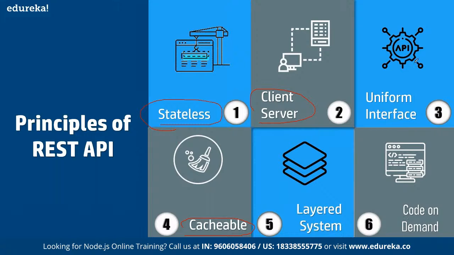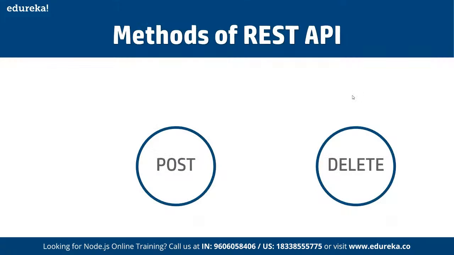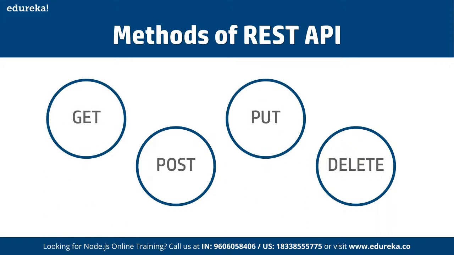Let's move further. Here we have the methods of REST API that we had discussed earlier: POST, DELETE, GET, and PUT. So these are the four different methods. GET is used for providing read-only access. PUT is used for creating a new resource. DELETE is used for removing a resource, and POST is used for updating an existing resource or creating a new resource altogether.